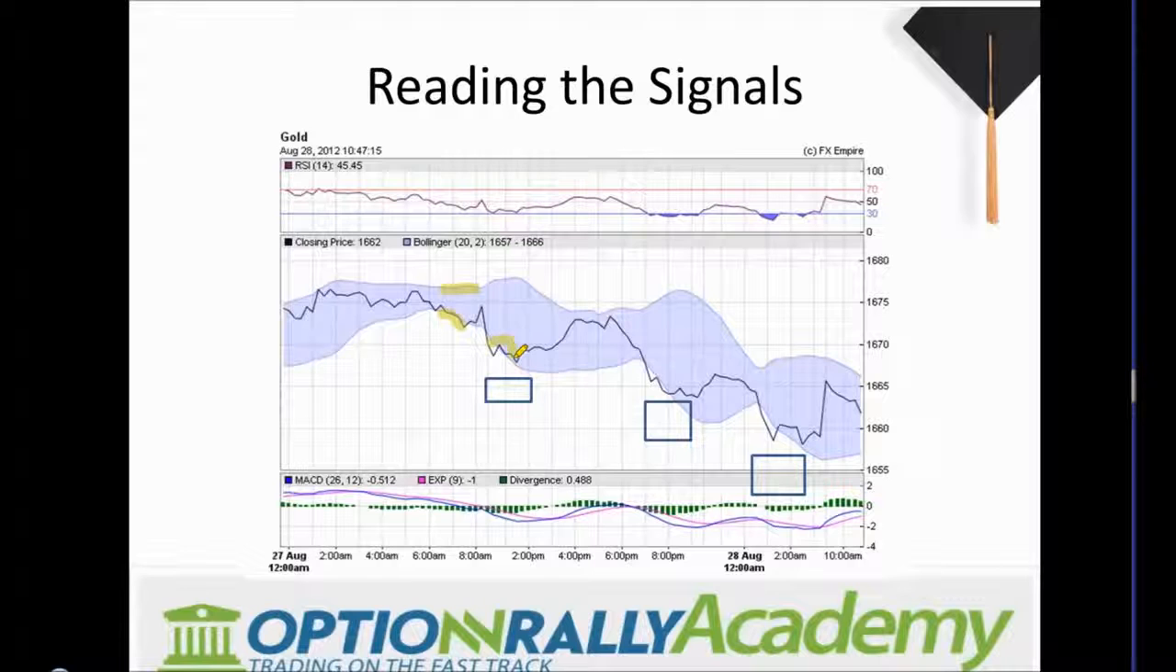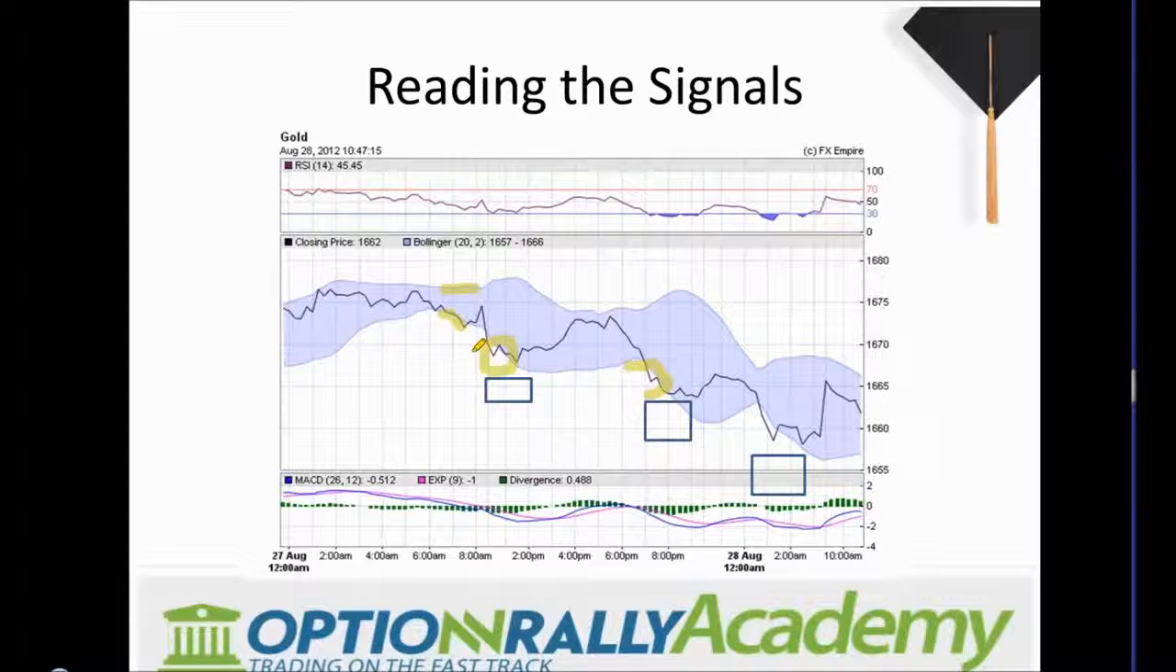Okay. Now, when it converges on there, you want it to gently lay over the price. Like right here, that is not gentle. Right here is not gentle. These are all breakthroughs. We're looking for the price to converge onto the lower band and simply break out gently from that lower band and then continue to diverge.